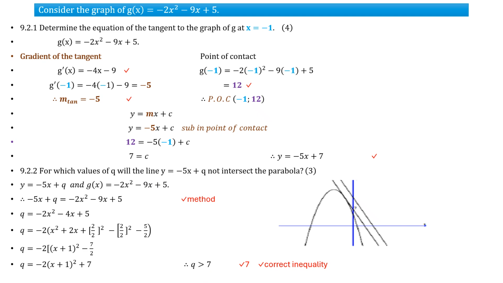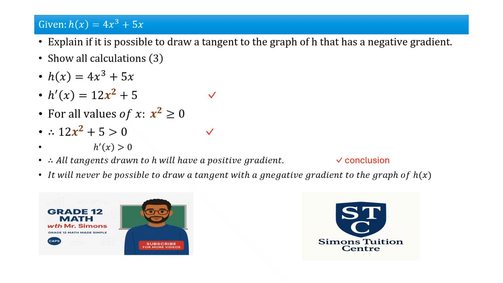Alright, let's look at the last problem. We're given h(x) equals 4x cubed plus 5x. Explain if it's possible to draw a tangent to the graph of h that has a negative gradient. Show all calculations for 3 marks. So we have h(x) equals 4x cubed plus 5x. To get the gradient of the tangent, we normally find the first derivative.